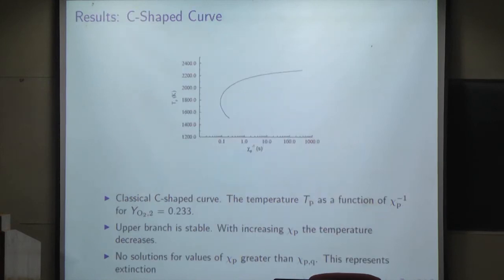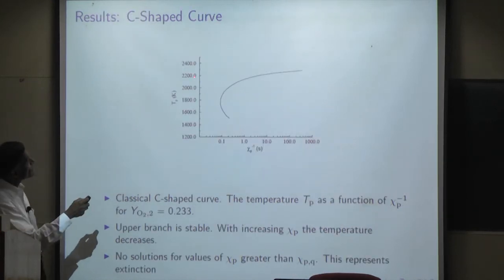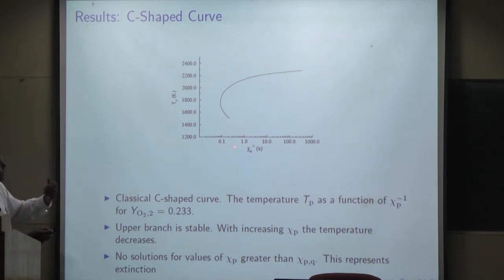Okay, so now if I plot the maximum flame temperature Tp as a function of the scalar dissipation rate, which is the reciprocal of a characteristic residence time, so that's what it's plotted against, then you get the classical C-shaped curve, right? The top branch of the C-shaped curve is stable, okay, and the bottom part is unstable. So this tells you the critical conditions of extinction. So at this value of chi p, the flame is extinguished. Okay, that's the point.